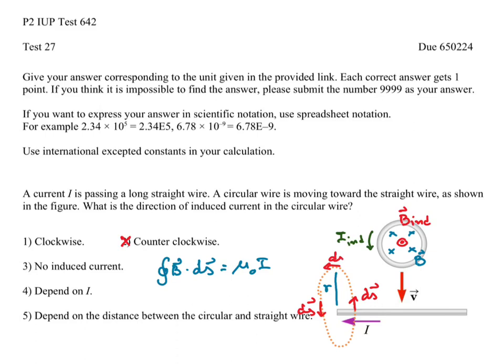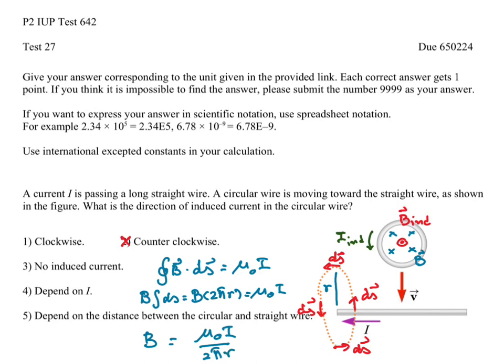And we have discussed this many times, that this system has a symmetry, and we have that B is parallel to ds and B is constant on this closed loop that has a center at the wire. So we must have that B times the integral of ds is equal to B times 2 pi r, which is equal to mu 0 I, or B is equal to mu 0 I over 2 pi r.